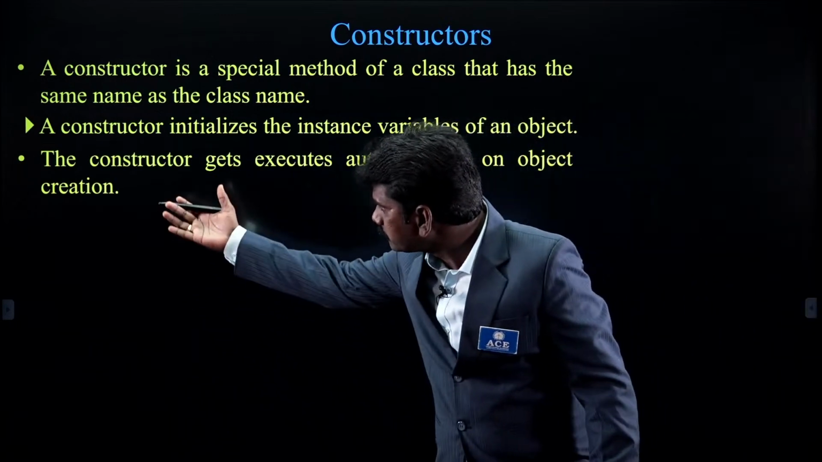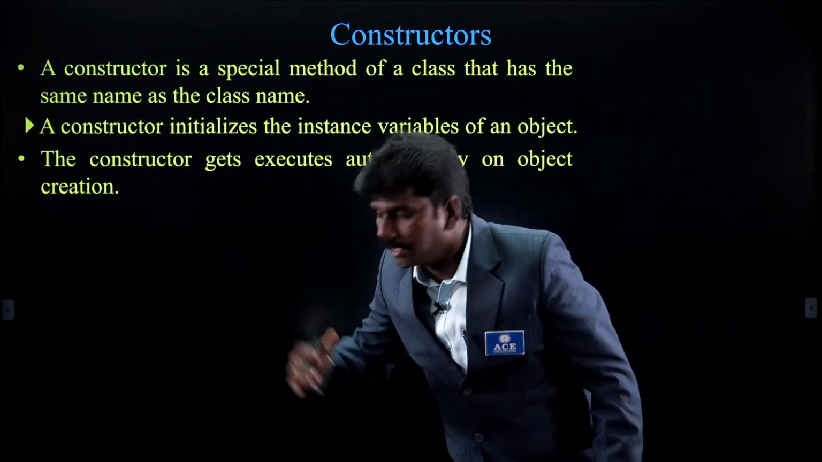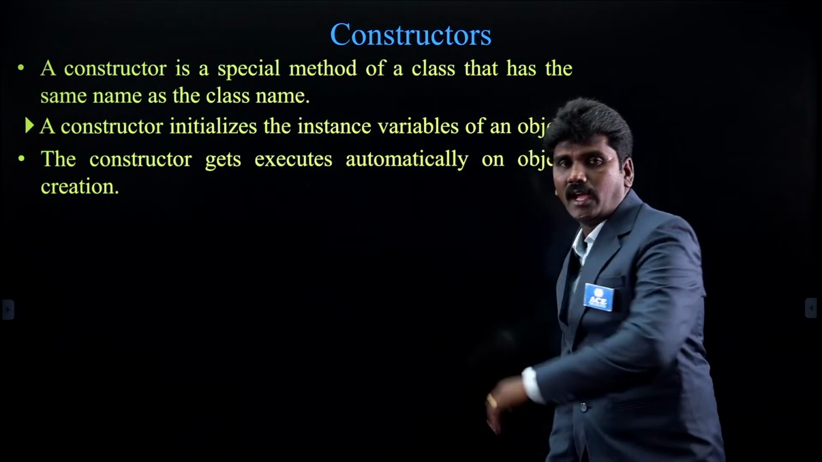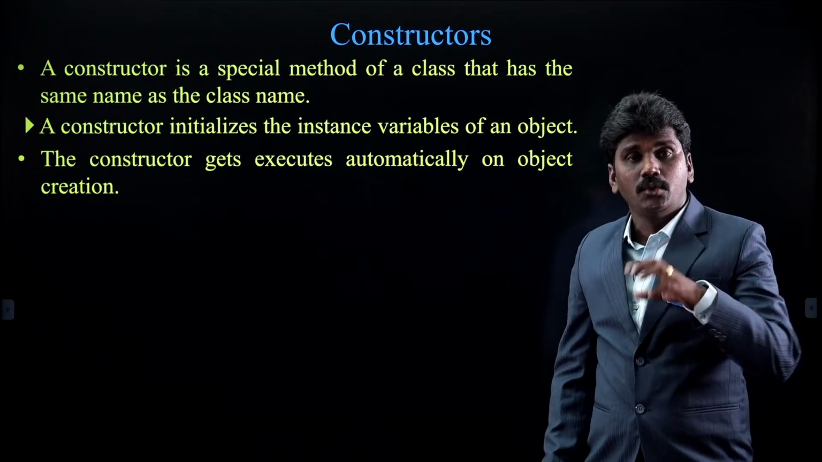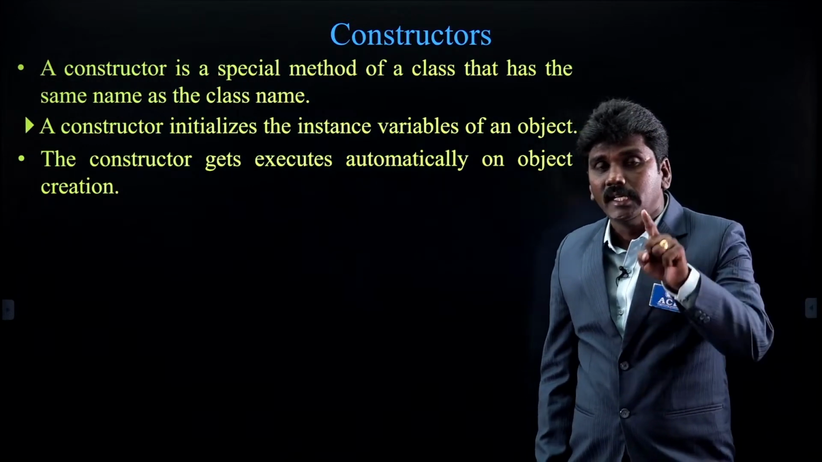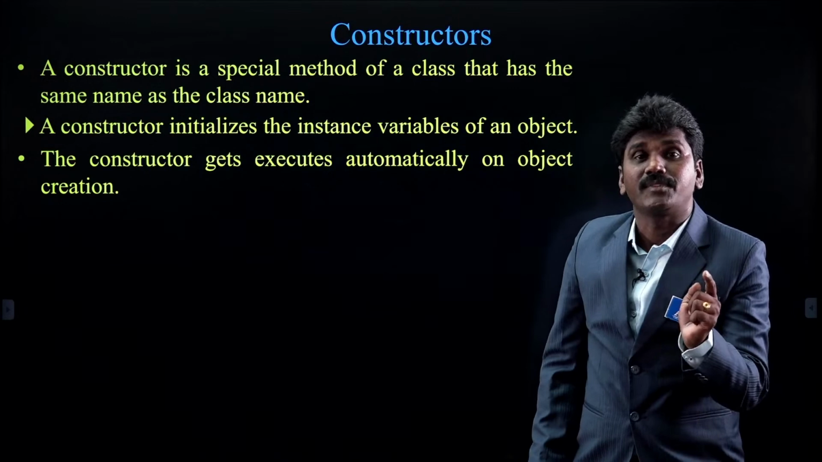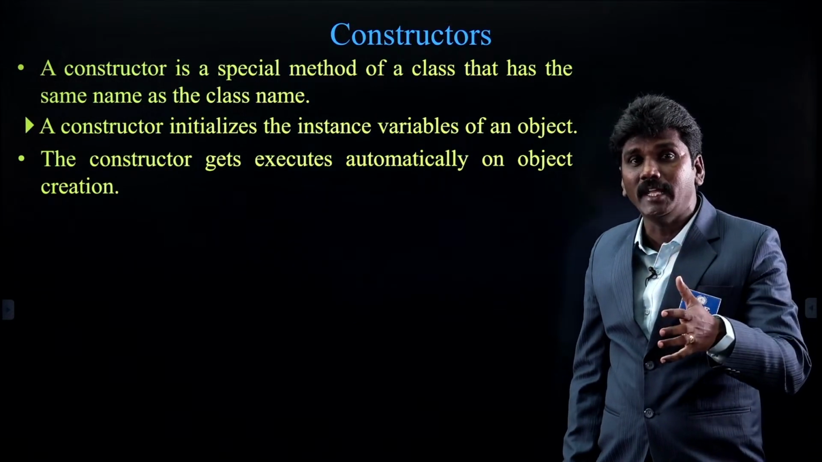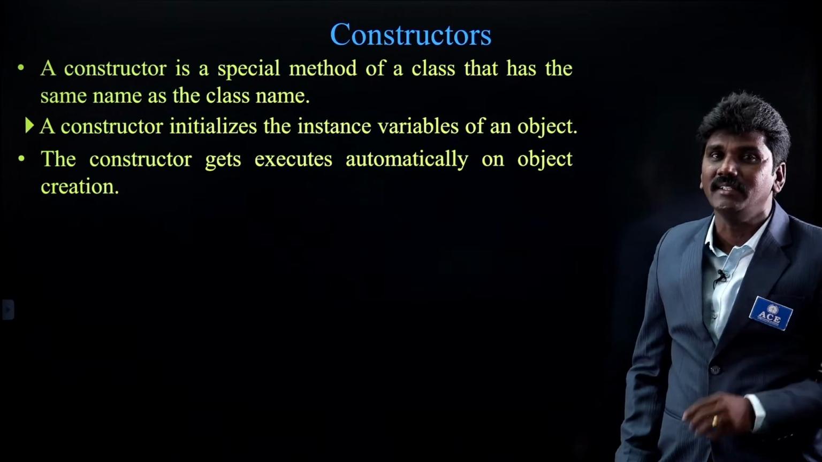Next point, the constructor gets executed automatically when an object is created. While creation of the object itself, the constructor execution is going to be started. Just now we have seen one statement called s1.display. Display is the method. To call that method, we have called it with the help of the object reference, s1.display. We have written the statement explicitly. That's why the display method is executed. Whereas the constructor is not like that. Constructor is going to be executed automatically while creation of the object itself. That is the beauty of the constructor.